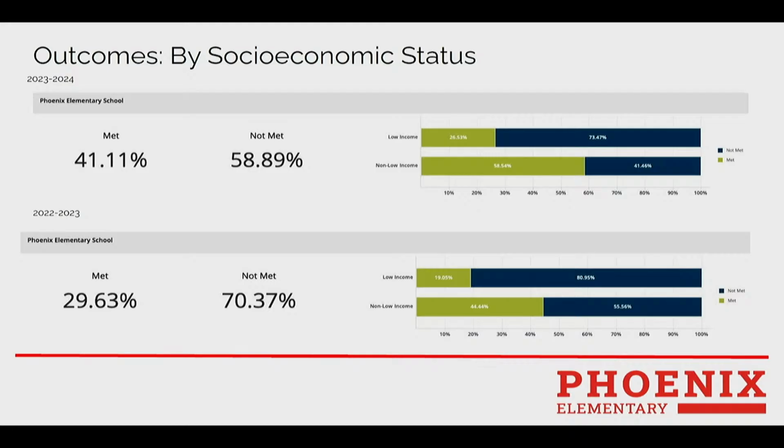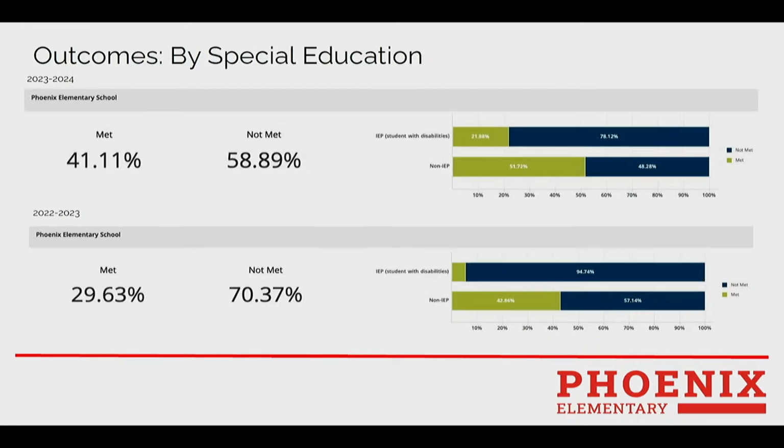The next slide is our socioeconomic improvement. And then this is one that I will point out to you as well, where for students with disabilities, the percentage didn't even record on that graph because it was quite low in 22 and 23, versus what we had for a result of 21.88% in 23 and 24 in our special education students.